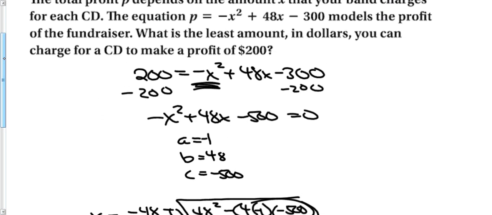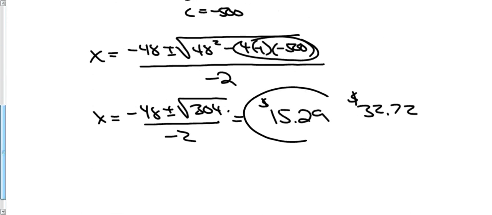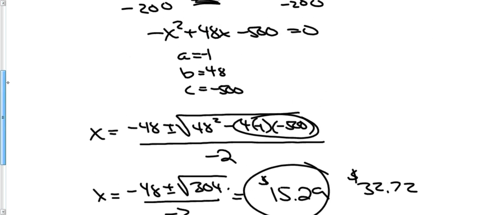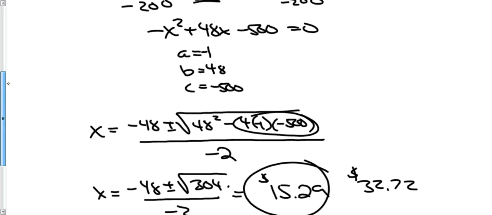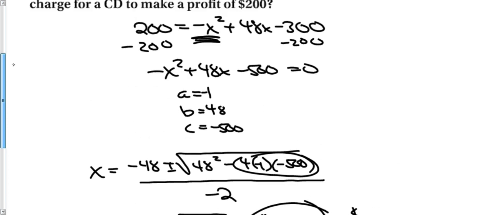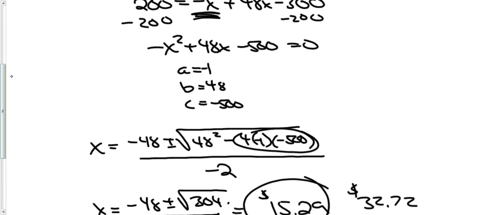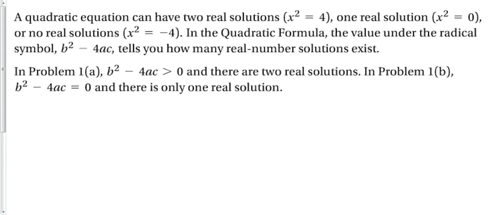The question asks for the least amount in dollars you can charge. So my answer is the least amount. Okay? So careful with your signs. Okay? Like me, try not to make a mistake. But just plug the numbers into the quadratic formula and just work them all out. Okay? Next, we have a couple different situations here.